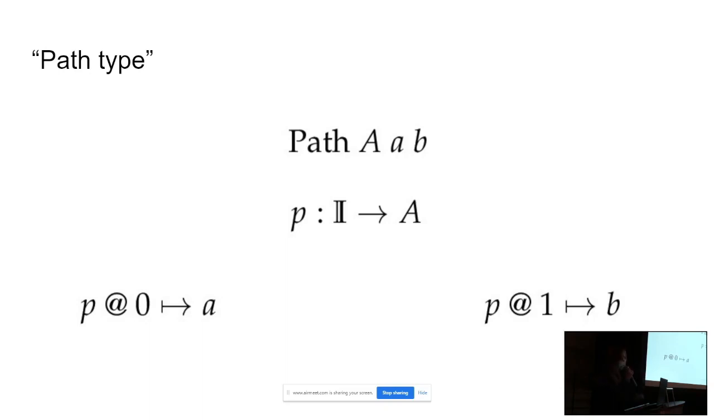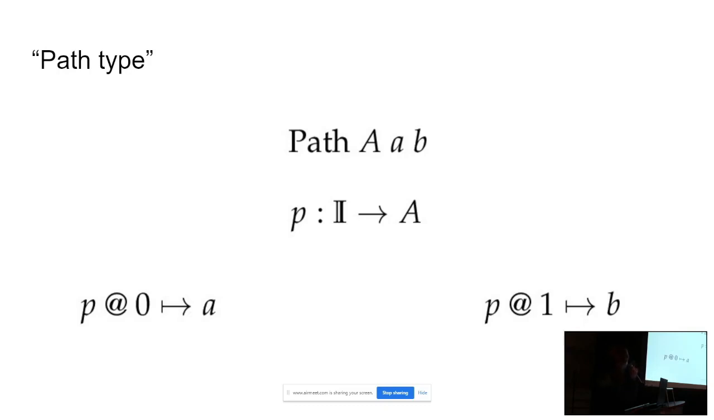And this type is like a wrapper of a function from a type called I, called interval, to A, satisfying two extra reduction rules: when P is applied to 0, and 0 is an instance of interval, then this function must reduce to the small a. And when applied to 1, it must reduce to small b. So this is the idea of the path type. It is basically a wrapper of a function such that the function must satisfy two rules.